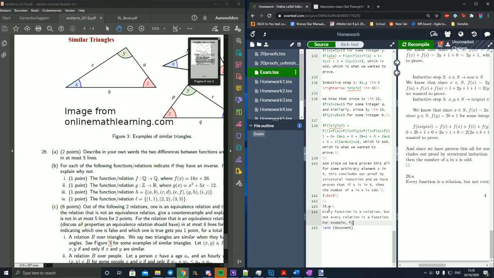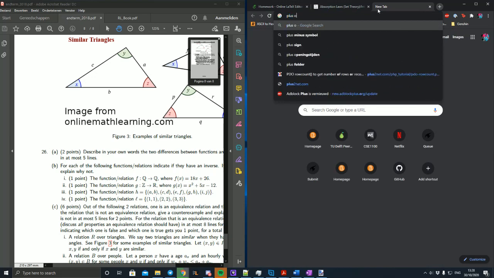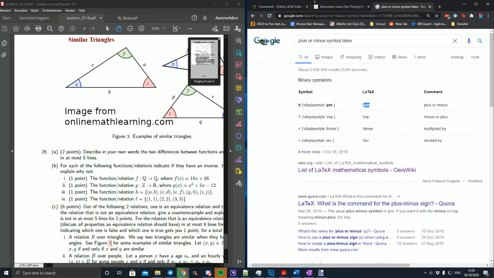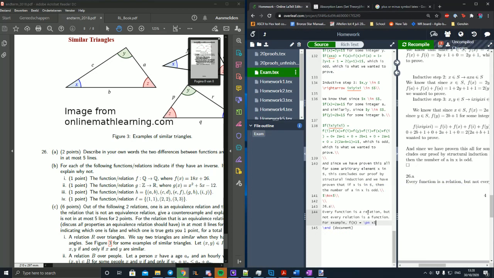For example, f of x equals plus or minus square root of x, latex backslash pm, is a relation but not a function. This is because relations can have... we're getting close to 5 lines. Not really. This is one line. We're currently on line 3. Yeah, it's small. I just make really long sentences.